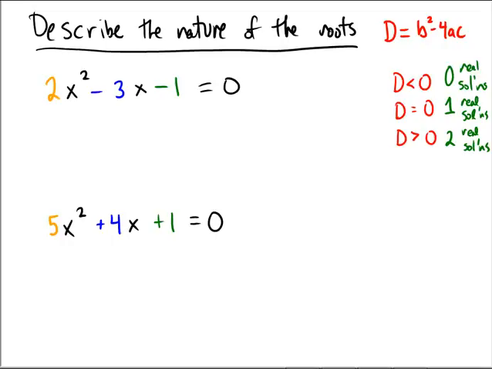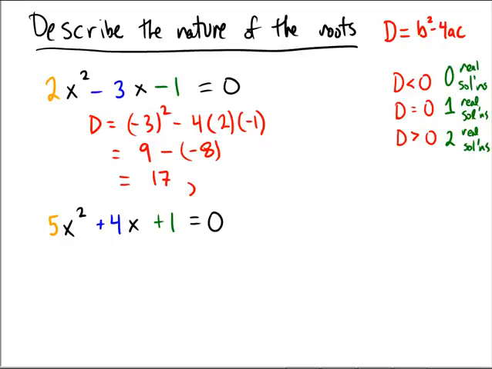So in this first example, 2x squared minus 3x minus 1, d would be equal to b squared minus 4 times a times c. That's equal to 9 minus 4 times 2 is 8 times negative 1 is negative 8, and 9 minus negative 8 is equal to 17. Therefore, since 17 is bigger than 0, we have two real solutions.